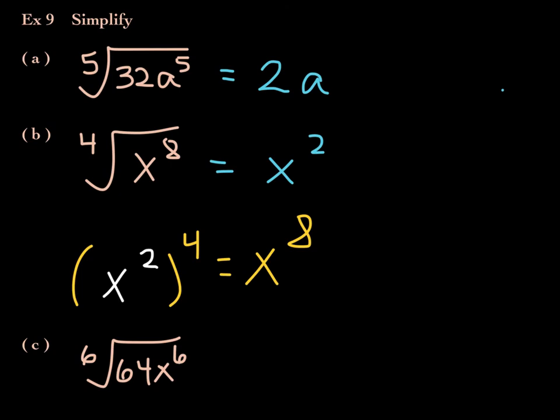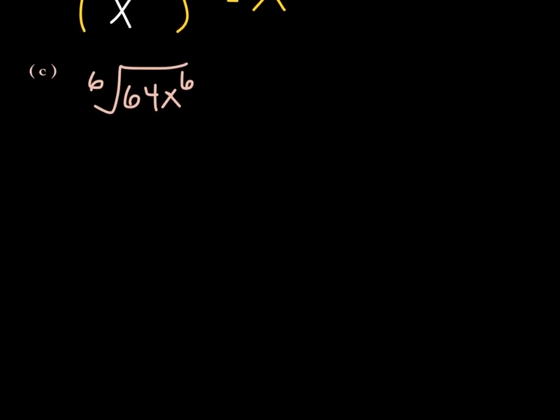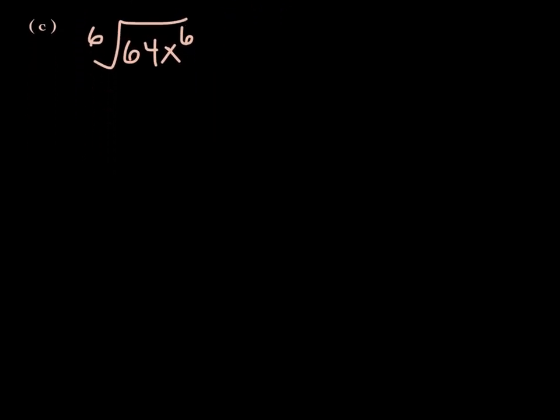Next one is asking you for the sixth root of 64x to the sixth power. Let me move the screen up a little bit for us. We talked a few seconds ago that the sixth root of 64 is 2, right? 2 raised to the sixth power is 64. And then watch this, 6 divided by 6 is just 1. So then you just have x to the power of 1.